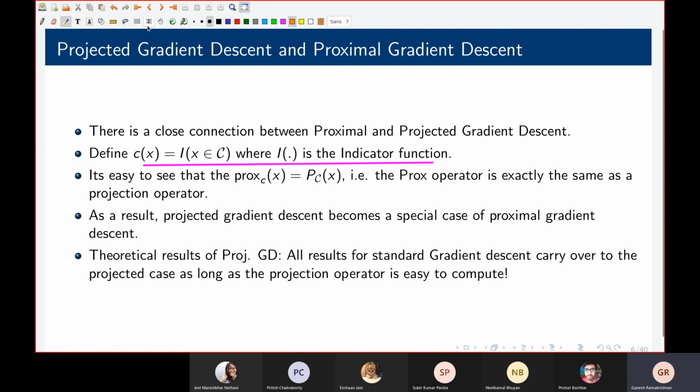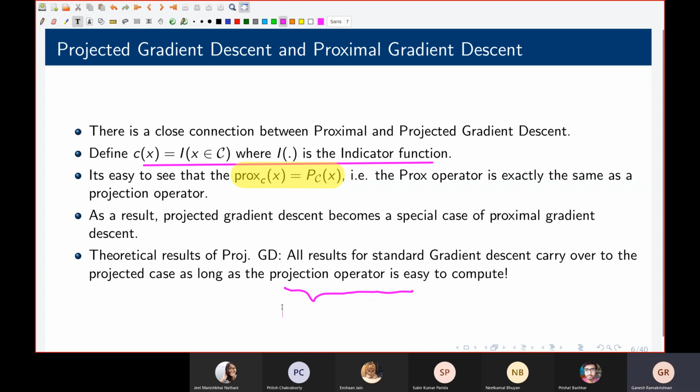Okay, so let me know if you have any doubts. Otherwise, it's pretty straightforward, and this is what I wanted you to give some thought to as homework. So this is why projected gradient descent is a special case of proximal gradient. And in fact, all results for standard gradient descent carry over to the projected case as long as the projection operator is easy to compute. Now, this is where the caveat is. How do you compute this? It would be really unfair to leave you wondering about it. And that's why we have brought in duality, KKT conditions, and so on in a very brief manner.